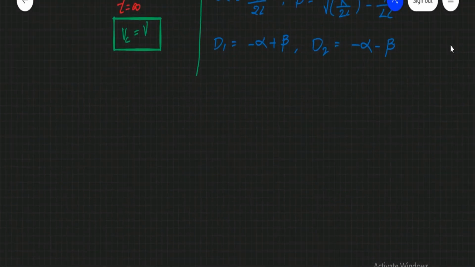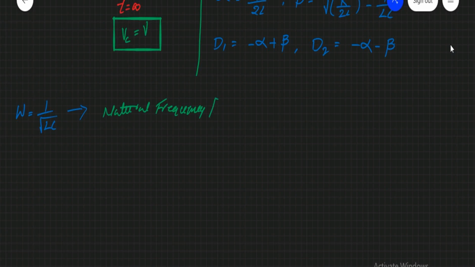While discussing the resonance response, we discussed some angular frequency, that is, we got 1 by under root of LC. This omega is equal to 1 by under root of LC is called the natural frequency, or natural frequency of oscillation.